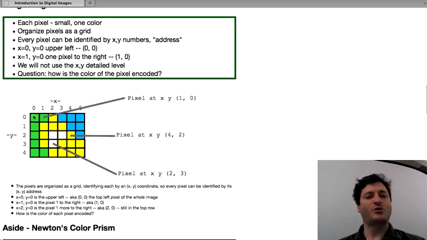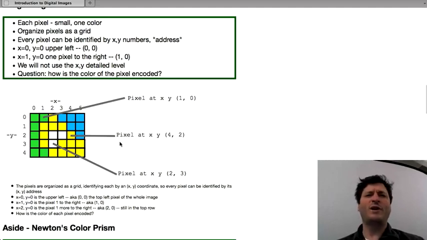So for example, the absolute upper left pixel is at 0, 0, or x equals 0, y equals 0, I could say. The pixel 1 to its right, so this pixel here, is at x equals 1, y equals 0. And a lot of times if I say the coordinate, the convention is to just say the x number and then the y number. So I would say this is 1, 0. And let's say this pixel over here, well, you can kind of read up. It's at x equals 4, y equals 2, or I could just say 4, 2.